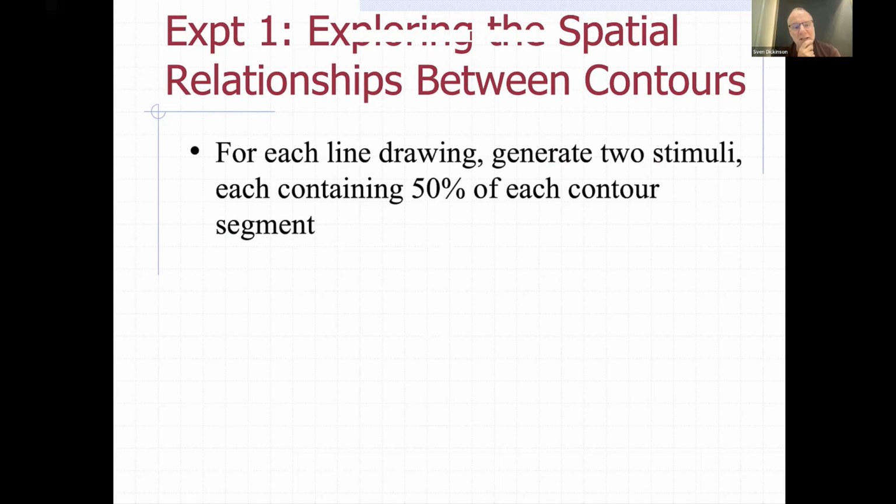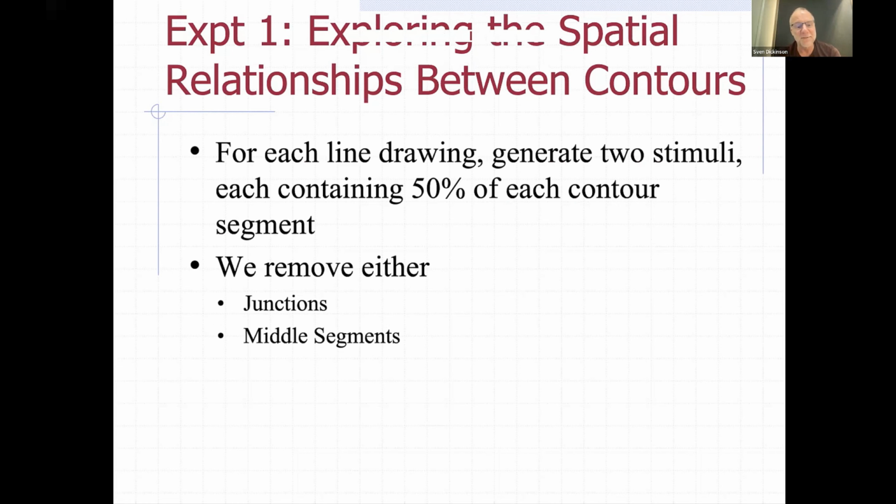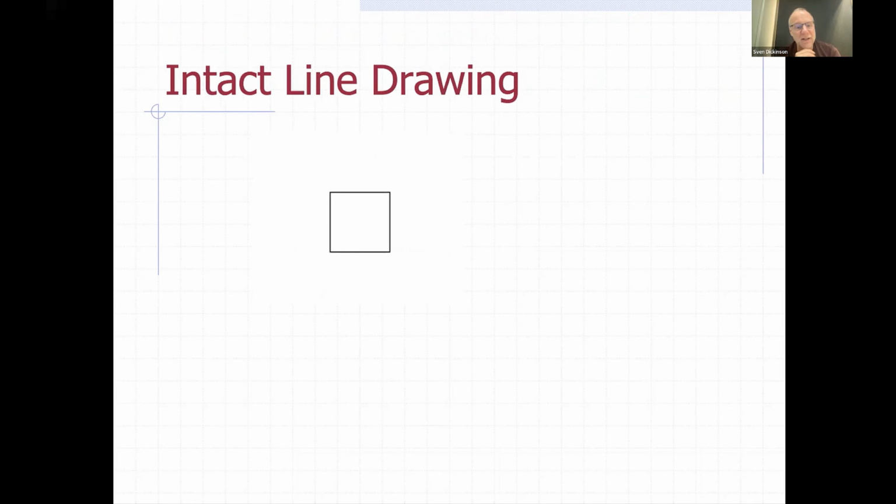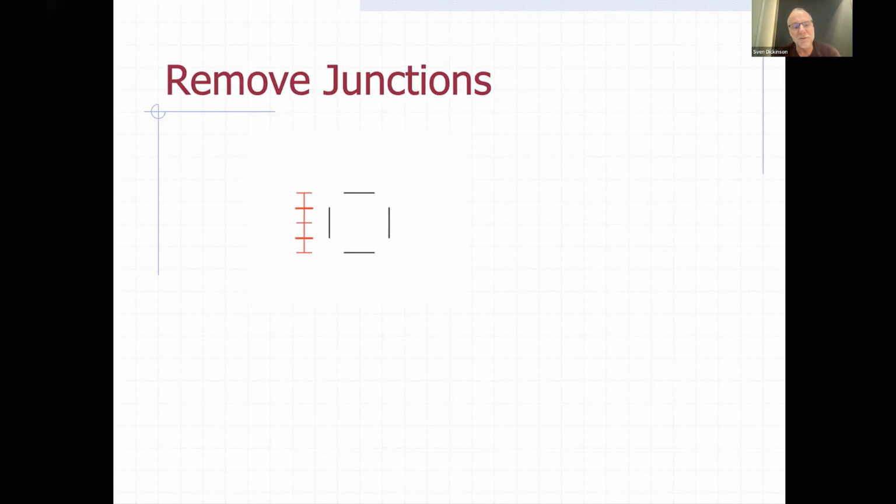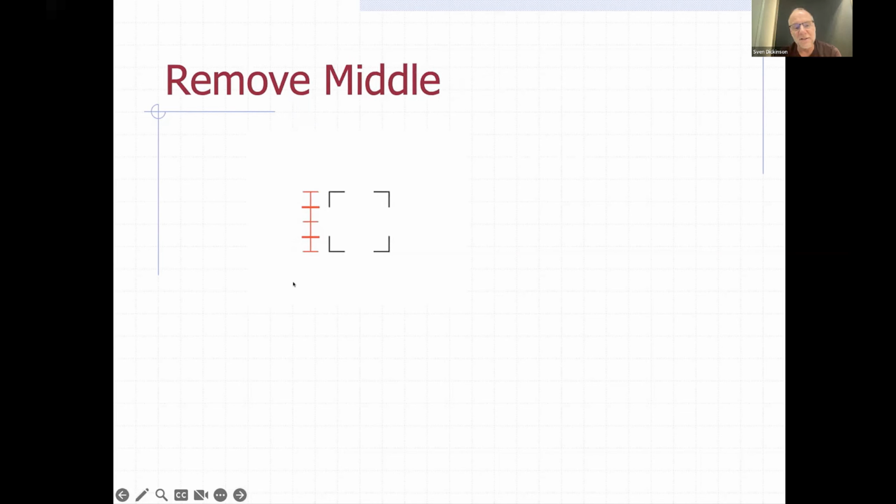So very simple. We take each line drawing and we generate two stimuli, each containing precisely 50% of the original contour pixels. And let me show you exactly how we do that. We remove either the junctions or the middle segments. In an illustration here, here's an example of a very simple intact line drawing. Removing the junctions removes the outer 50% of each line segment, as you can see up here, this 25% and this 25%. And in the other stimulus, we remove the middle 50% of any contour in the image.